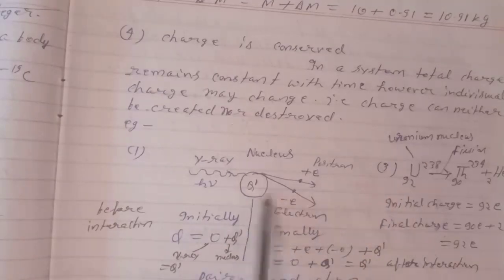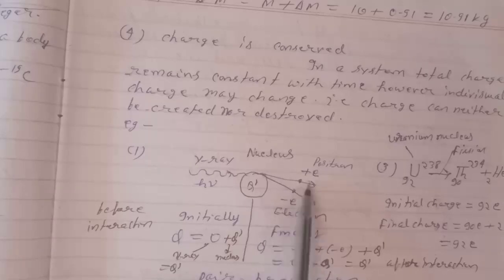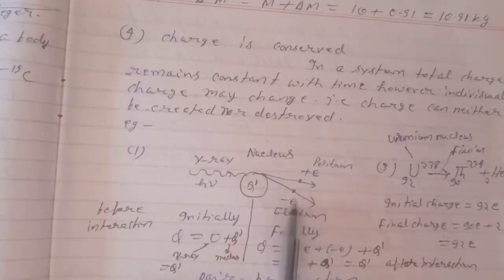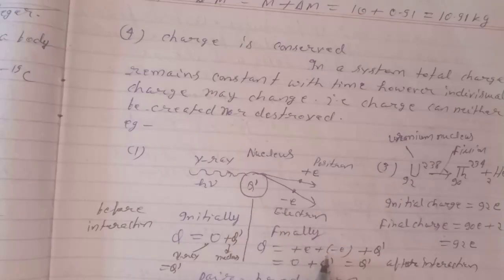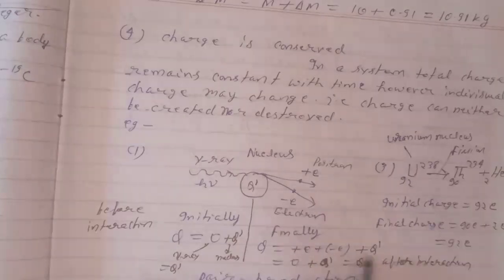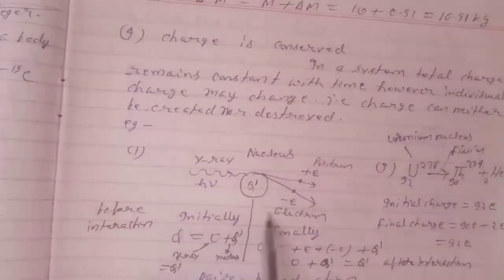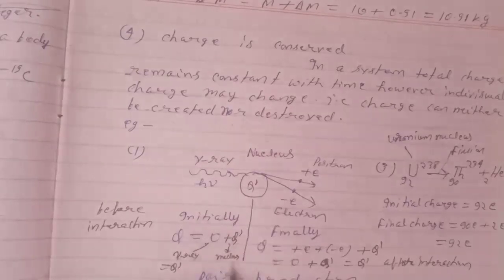And finally, after interaction, what happens? A positron and an electron are generated, so the final charge will be plus e, minus e, plus Q', which is a total of 0 plus Q', equal to Q'. So in this system, charge remains conserved.